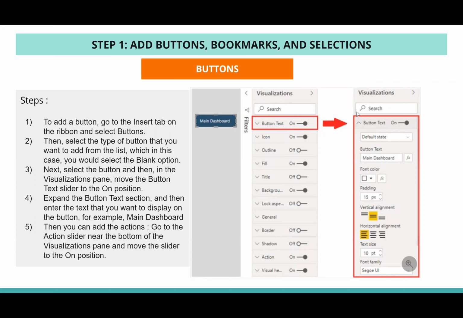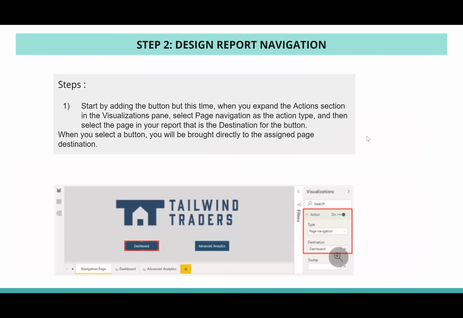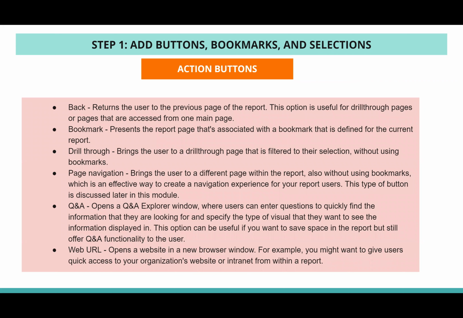Okay, so maybe we could go to the next one. Okay, so the previous one. This is the previous slide. So this is some of the action buttons that you could put. In the buttons, you can go back, you can bookmark, drill through, page navigation. This is how you could put it on the report, and this adheres to the accessibility of the audience.